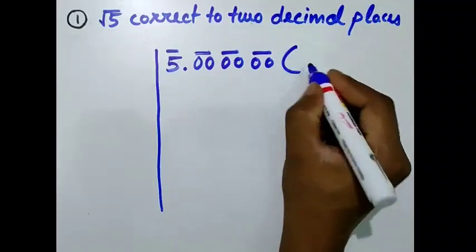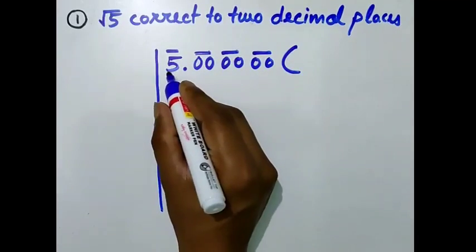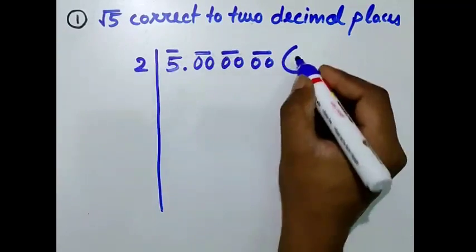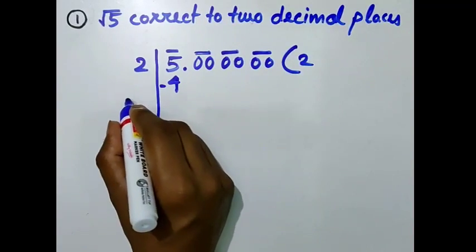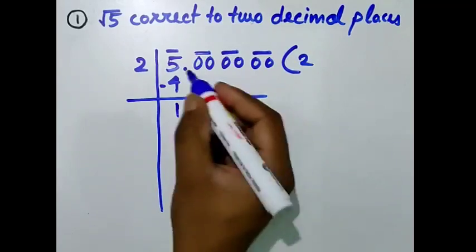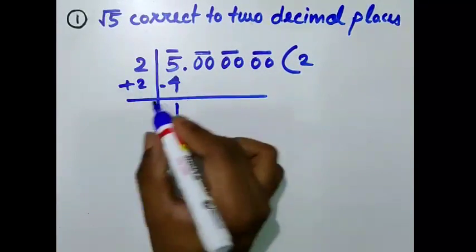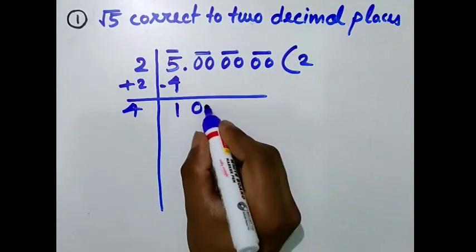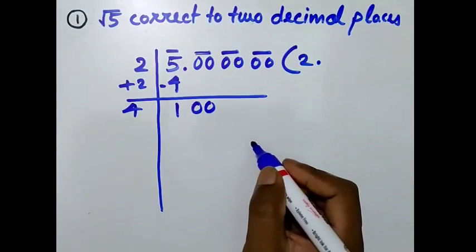So first, what is the number that I can square to get 5 or less than 5? That will be 2, because if I take 3, it will be more than that. So 2 2s are 4. When I subtract, what will I get? 1, and we have to add the same number that we have multiplied. So 2 plus 2 will give us 4. Now we'll bring down the first pair, the decimal part, and put a decimal point here.